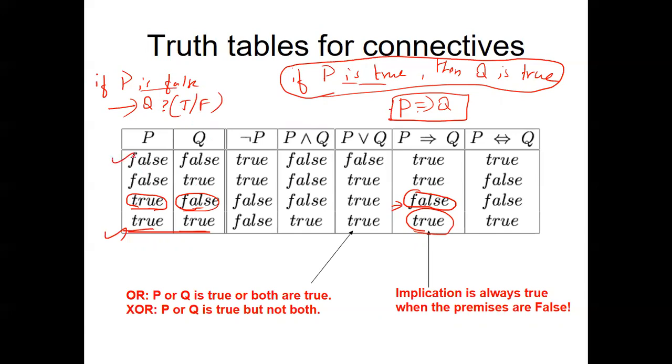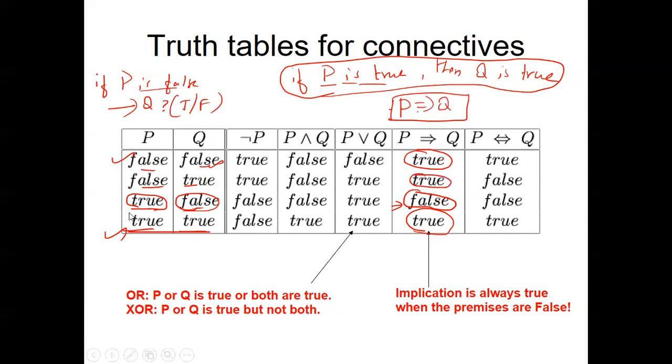So P is false, Q is false. It's acceptable by implication because it does not bother. It is only more specific that if P is true, then Q should be true. If P is false, Q can be anything. So if P is false and Q is false, yes, it is acceptable by P implies Q. So it is also true. If P is false and Q is true, fine, that is also okay. If P is false, Q can be anything. So this is also true.